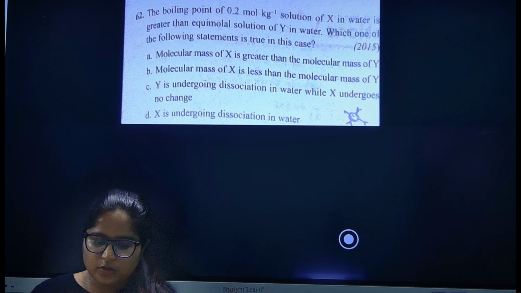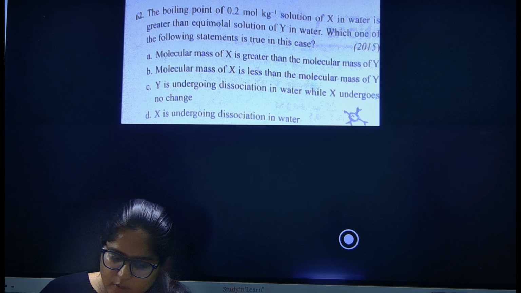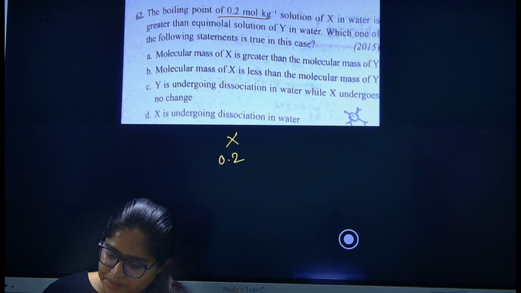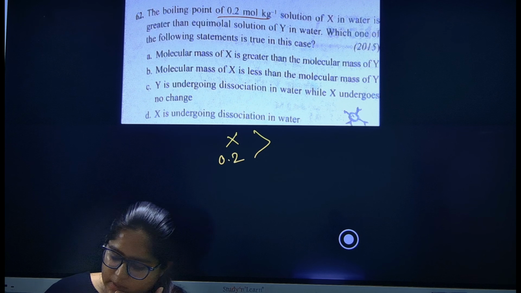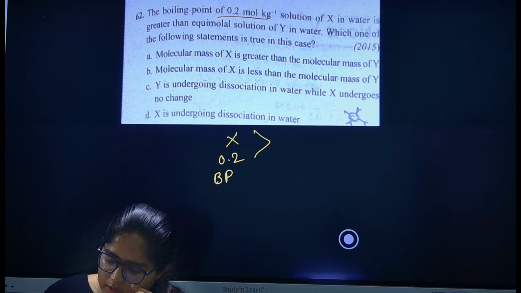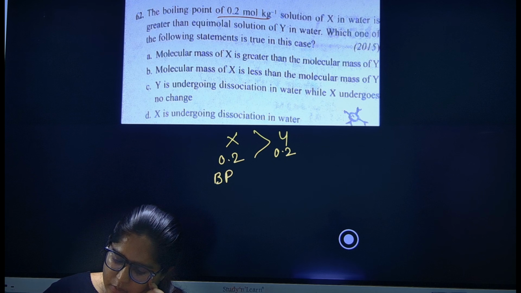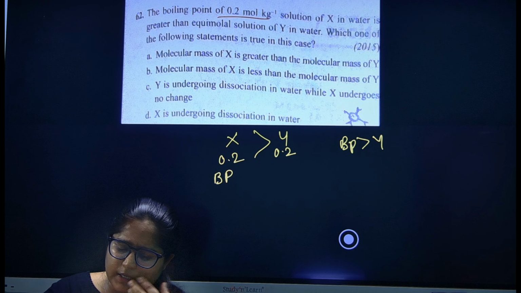Now let us see question number 62. The boiling point of 0.2 molar solution of X in water is greater than the boiling point of an equimolar solution of Y, meaning Y is also 0.2, but the boiling point of X is more than Y. No problem, I have told you the concept.